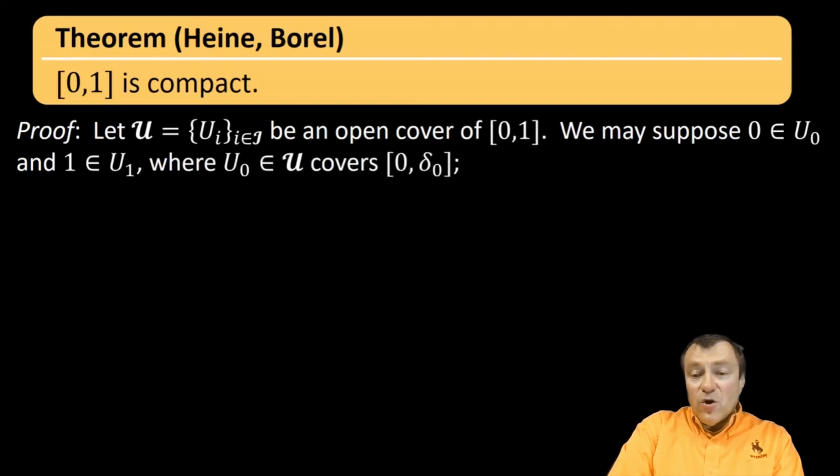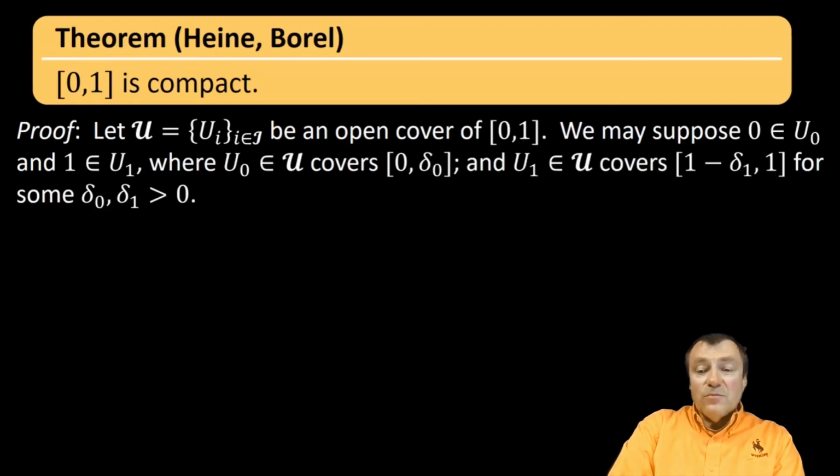Since U0 is open, it covers not only 0, but also an interval extending to the right of 0. I have made this a closed interval from 0 to delta 0, although the definition of U0 being open would only give us an open neighborhood, not including delta 0. In that case, however, you can just replace delta 0 by a slightly smaller positive number, so that I really do get a closed interval.